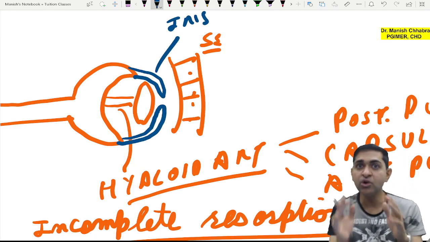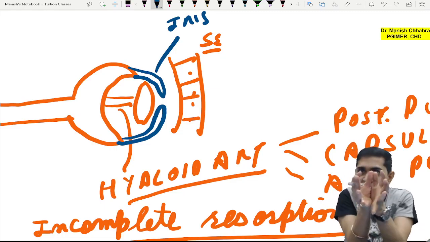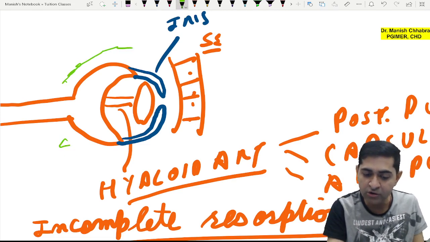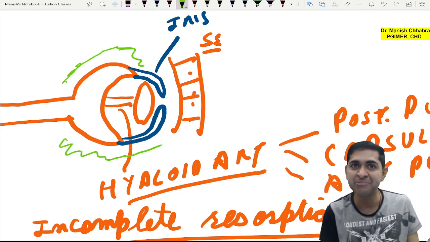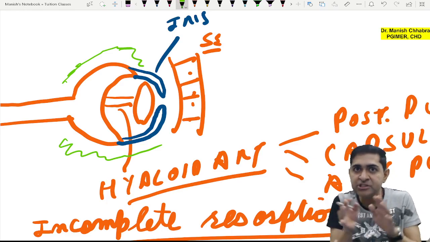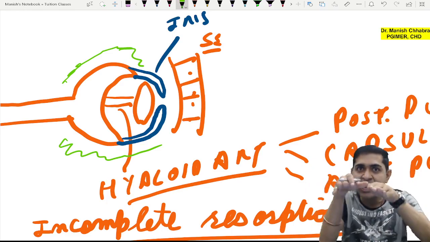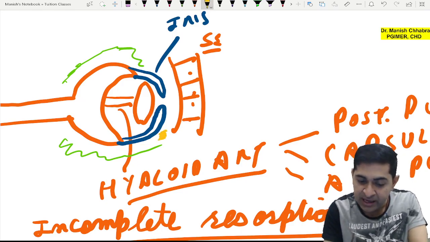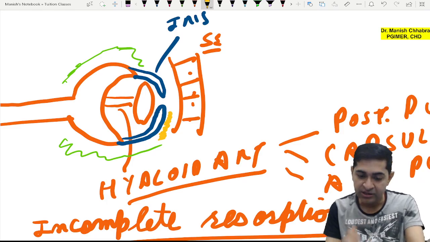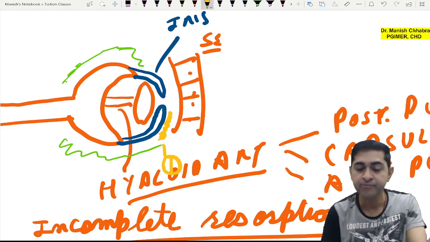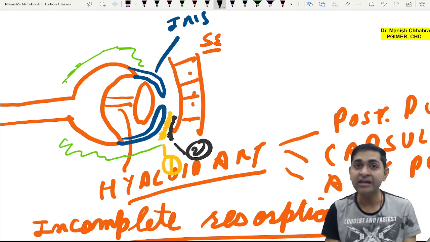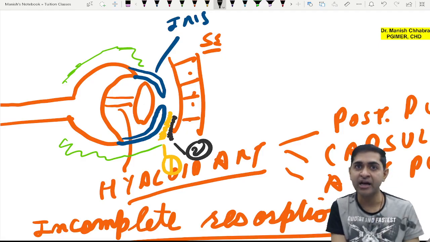Okay, now we also know that the entire optic cup is bathed in mesenchymal tissue, so it is all mesenchyme. Now what happens is there is a first wave of mesenchyme that comes to lie between the surface ectoderm and the developing iris. This is your first wave. Then there is a second wave which comes to lie between the surface ectoderm and the first wave of mesenchyme.